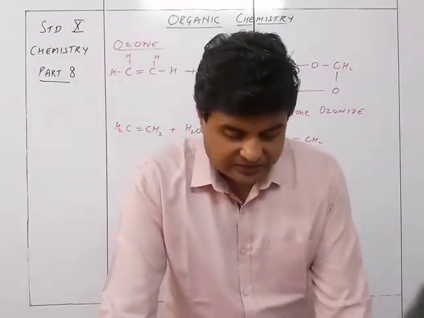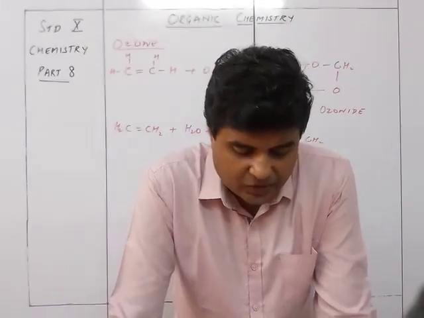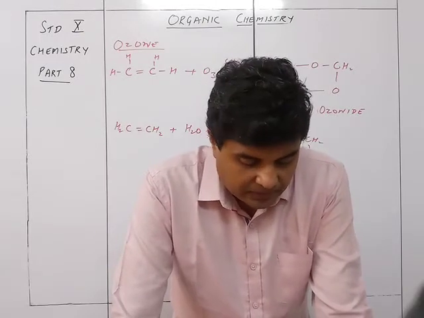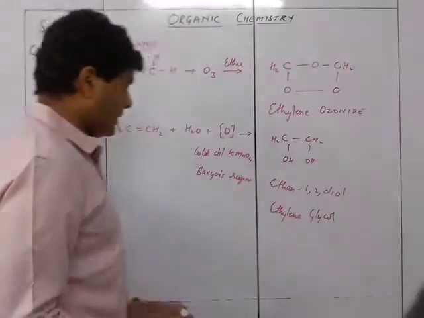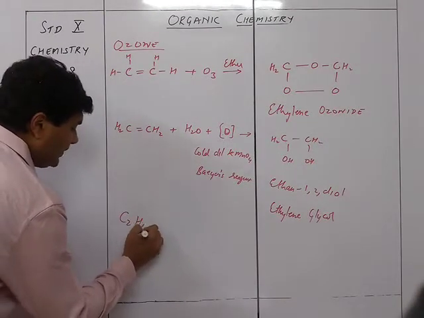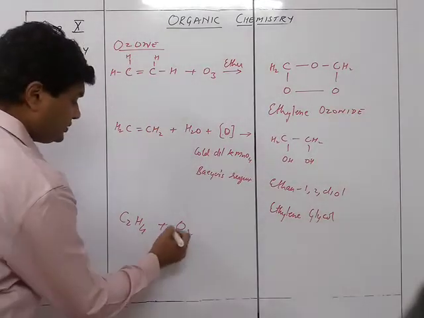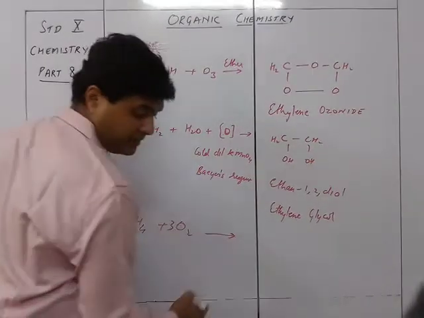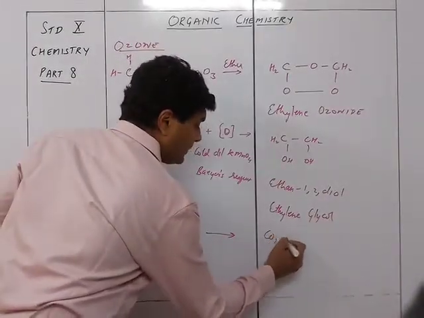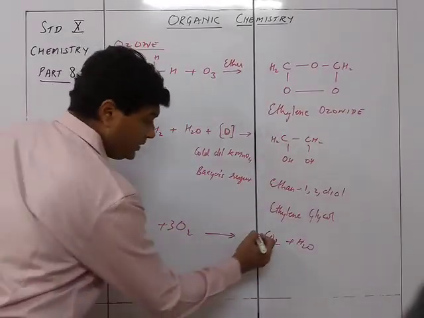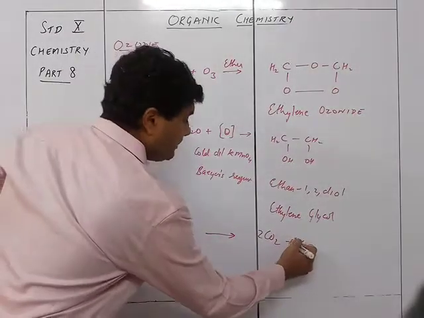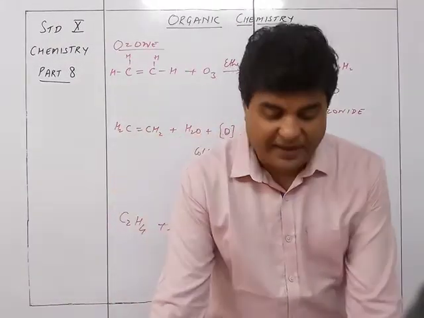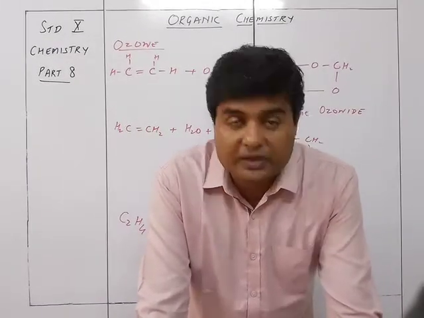K2MnO4, which is unstable in an alkaline medium and gets converted into brown MnO2, the supernatant liquid being decolorized. Now the combustion reaction, of course the most important one, C2H4. Any hydrocarbon heated with oxygen is going to give you CO2 plus H2O. So that's the common reaction: carbon dioxide plus water plus a huge amount of heat. Ethene burns in air with a sooty flame. In excess of air, it burns with a pale blue flame.